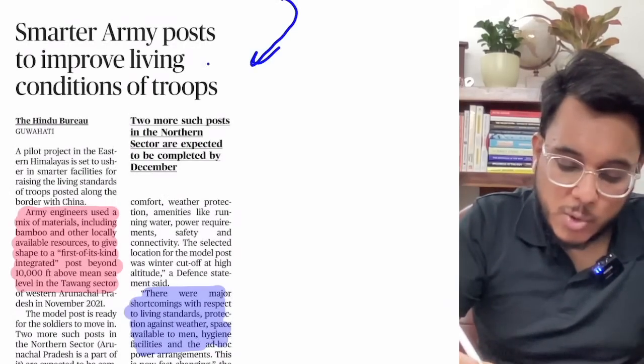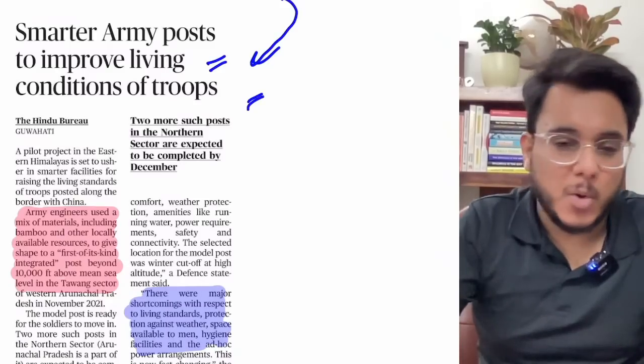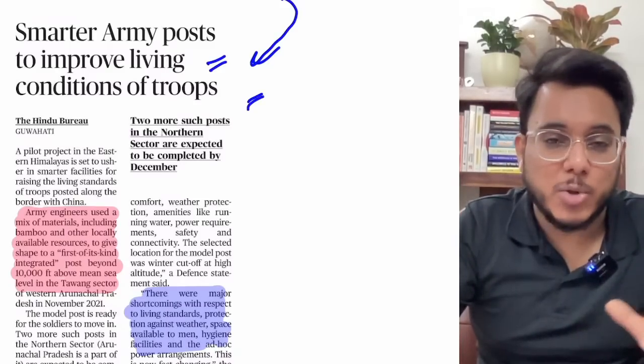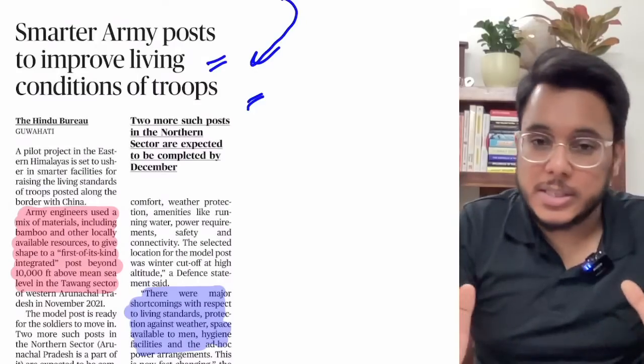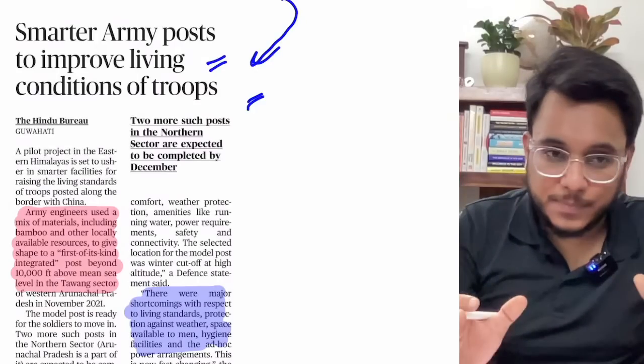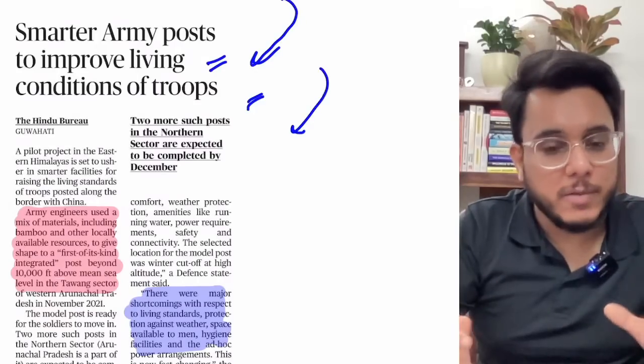Smarter army posts to improve the living conditions of the troops. Okay, now guys, you don't need to go too much into the detail in this particular article. Just to have the viewpoint of the things that are going on, we'll see this thing.